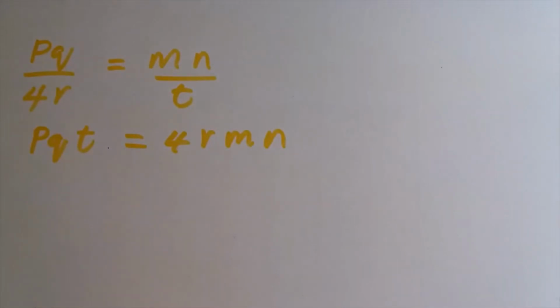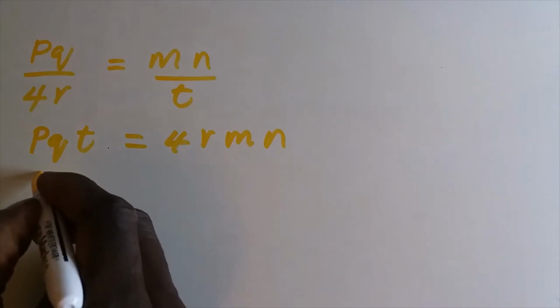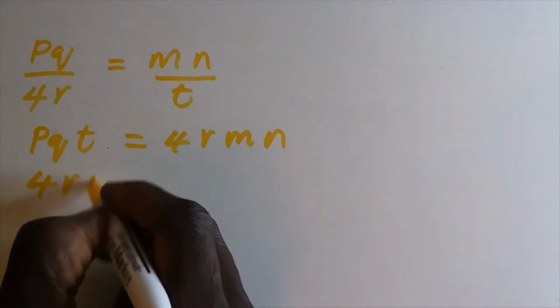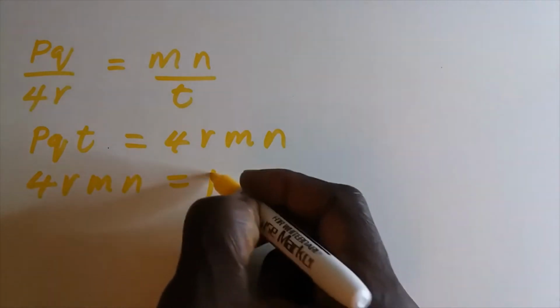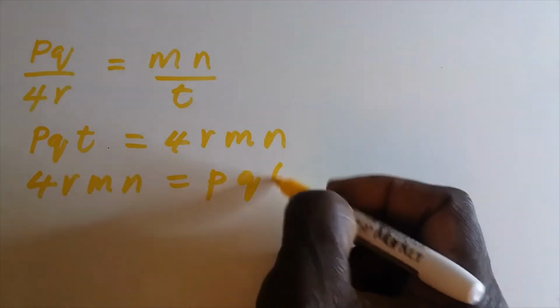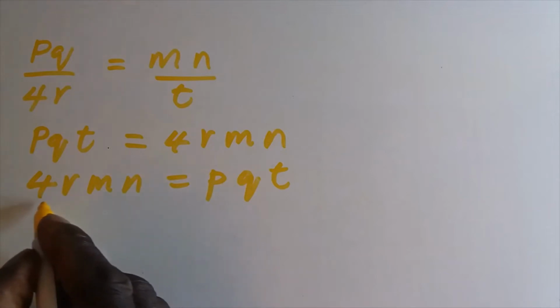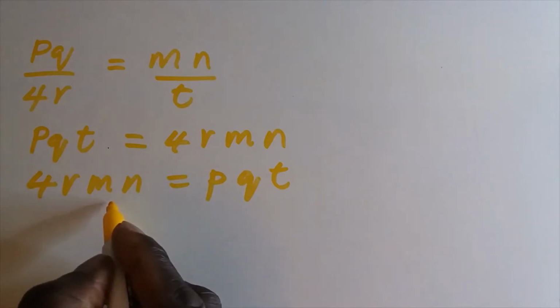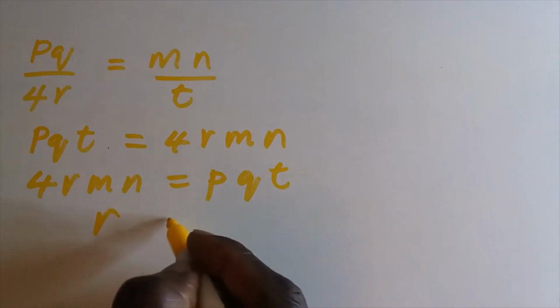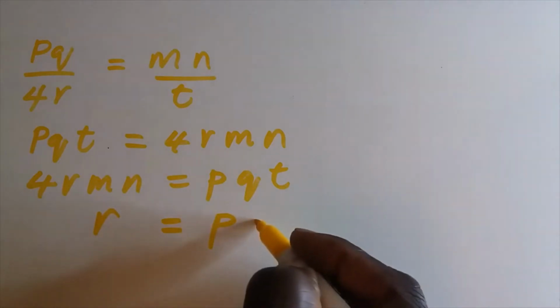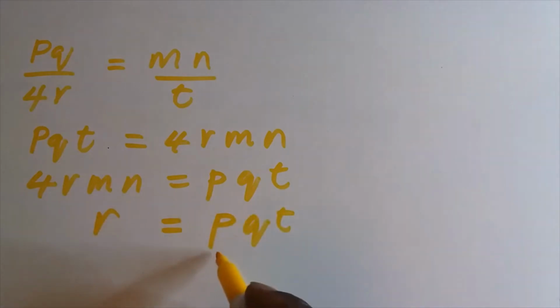Now let's swap sides to make it easy. We have 4R mn is equal to PQT. Now just to have R on its own, if we divide both sides by 4mn, then we'll just be left with R. So we'll do that. We divide this side by 4mn, we have R, and then simply write PQT, and that's divided by 4mn.